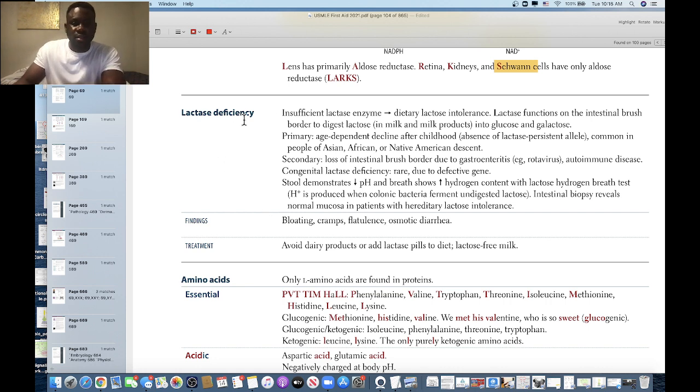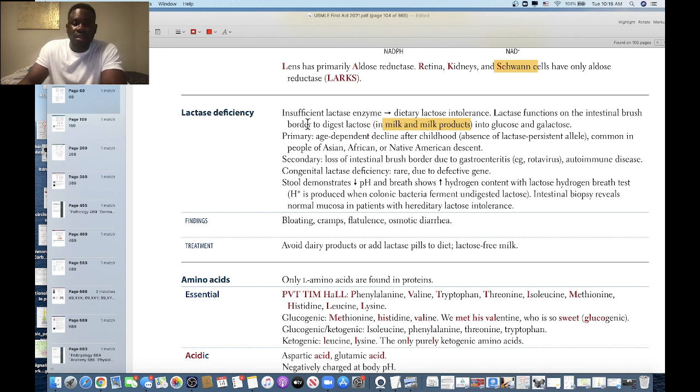Let's go to lactase deficiency. What is lactase deficiency? It's an enzyme that breaks down lactose, right? So lactose is mostly in milk. If lactose is in milk and we have lactase deficiency, it means that we cannot break down the lactose. And what will happen if we can't break down lactose? It will cause diarrhea, right?